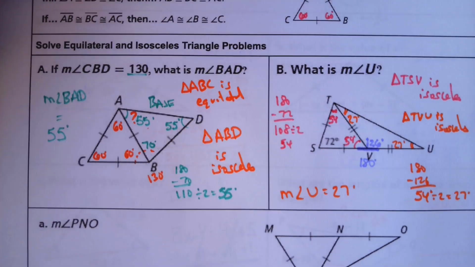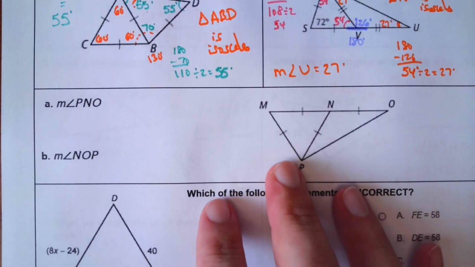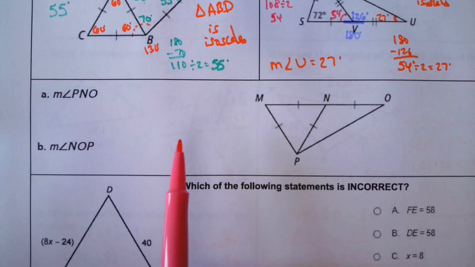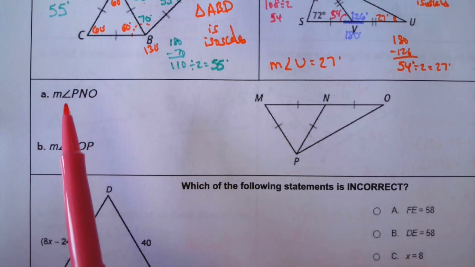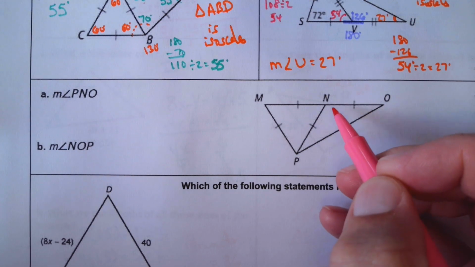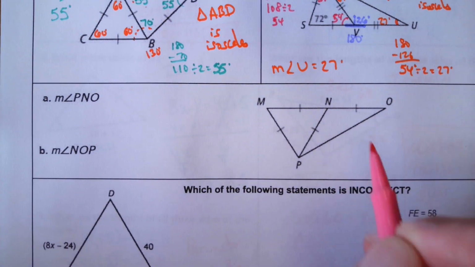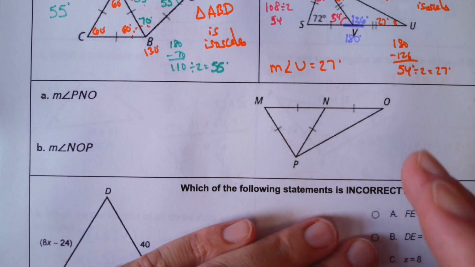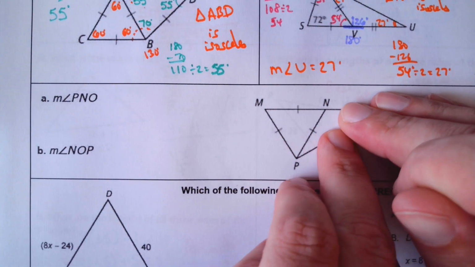All right, we just got a couple left. So if you want to pause it, take some time to try to work these out. So measure of PNO, that is this angle, and NOP, that's that angle. So really I just need to find all the angles. So if I notice first, MNP, so forget about everything over here.